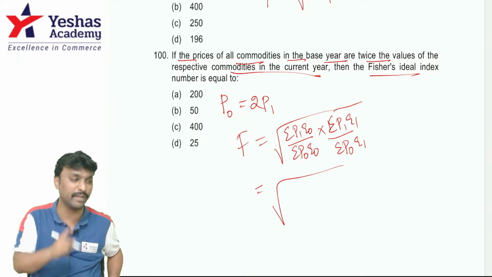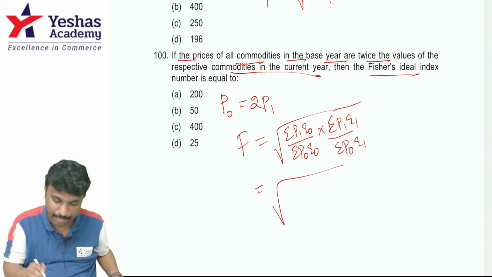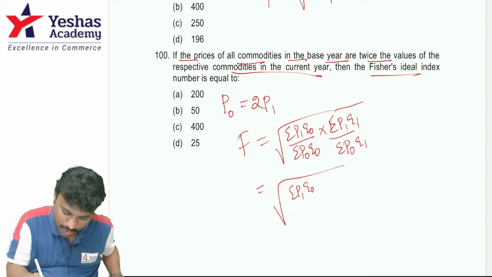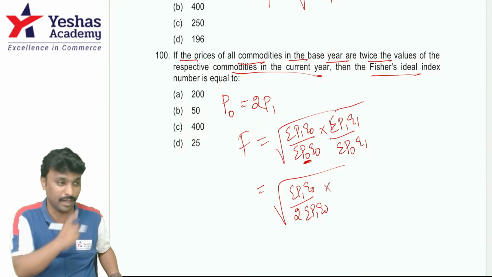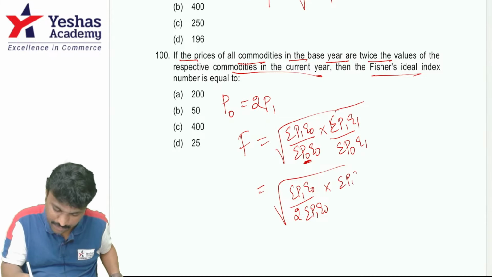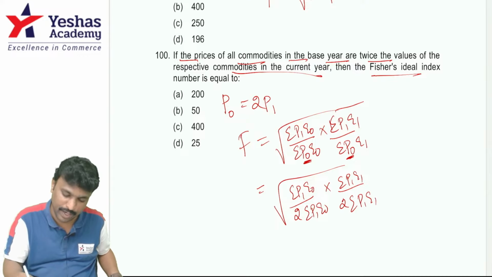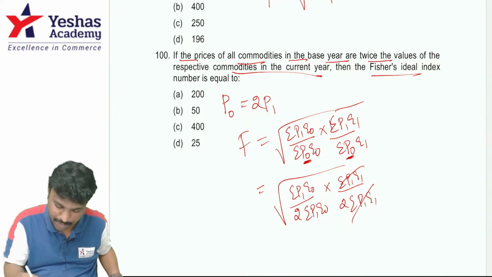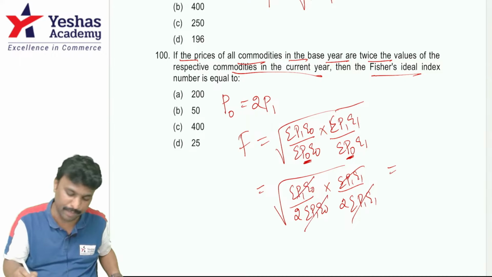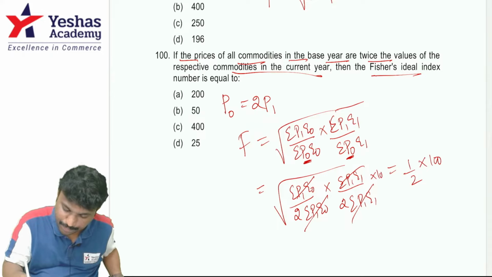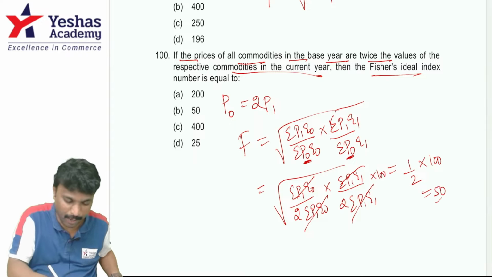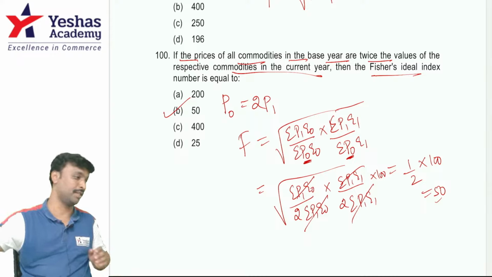Guys, all we need to do is wherever P naught, we have to put 2 P1. So it's summation P1 Q naught divided by 2 comes out, P1 Q naught. See, in place of P naught, I have plugged in 2 P1, right? So since 2 is a constant, I have taken it outside. Summation P1 Q1. Here also 2 comes out. P naught is 2 P1, so 2 comes out. So P1 Q1. If you look at it, summation P1 Q1 cancels, summation P1 Q naught cancels. So it's 1 by 4 under the root. Therefore, it is 1 by 2 into 100 we have to do because it's a percentage value. So it is 50. Option B is the right answer. Have you all understood?